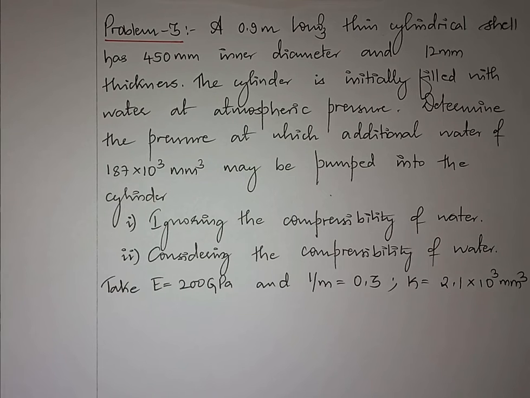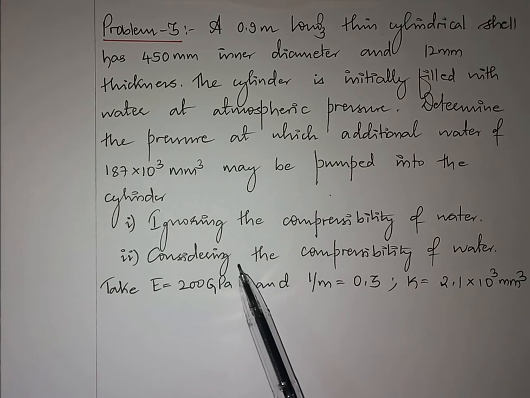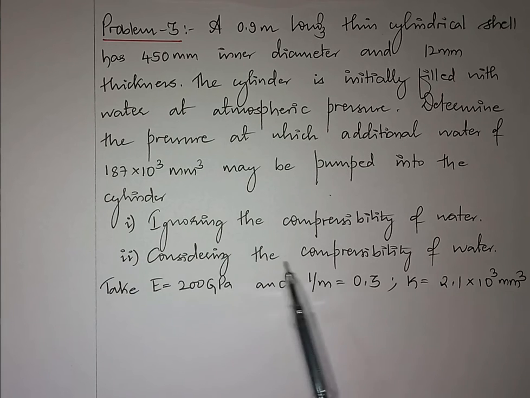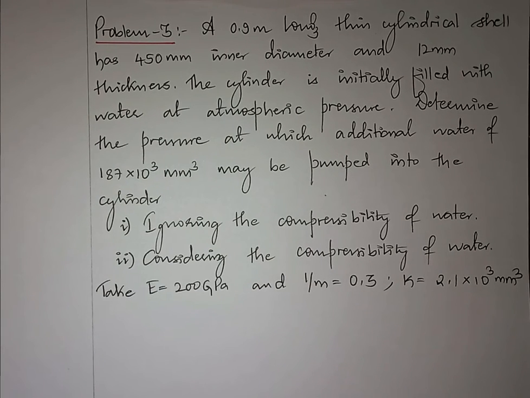mm cube. Right, so what he is trying to tell here is, there is a cylindrical shell. He has given the inner diameter, he has given the thickness, and it is initially filled with water. And if he is adding some additional water whose volume is 187 into 10 raised to 3 cube, then I need to find out the pressure ignoring the compressibility of water, and in second case considering the compressibility of water. Right, so relatively an easier one, don't get confused. Let me start with the solution part.